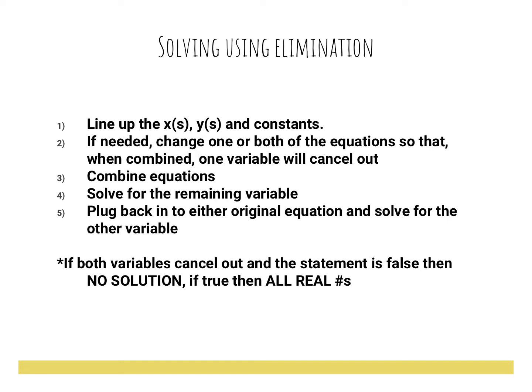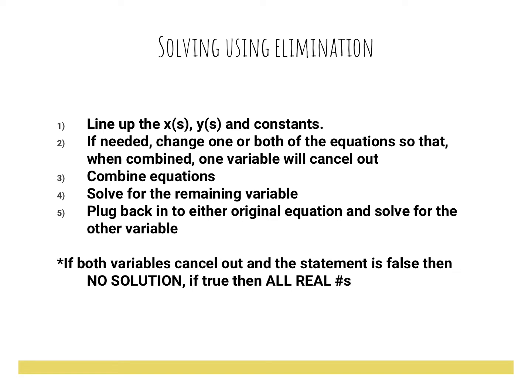So we may have to multiply one of the equations or both by a number to make it become the LCM. And then we'll add the equations together and solve for the remaining variable. Once we get the first variable, we plug it back into either original and solve for that second variable.